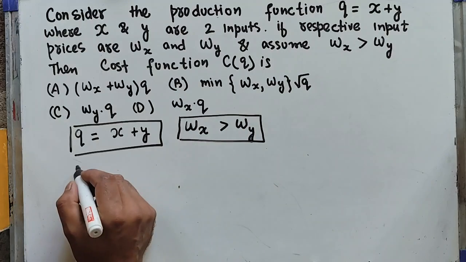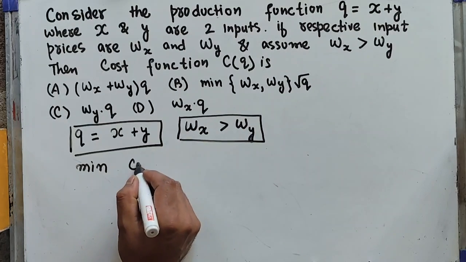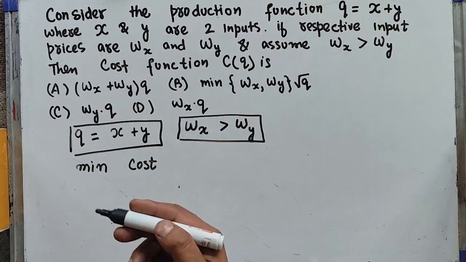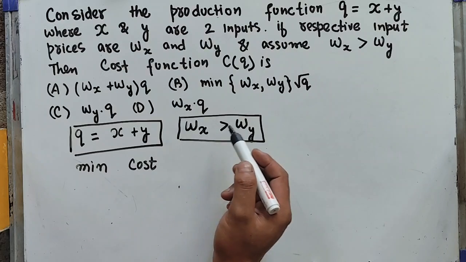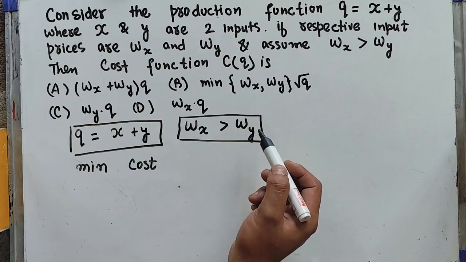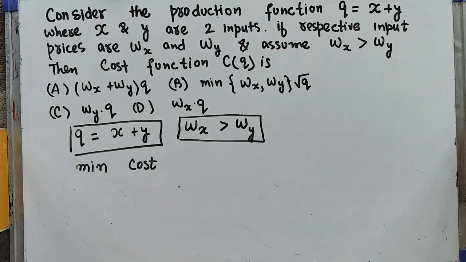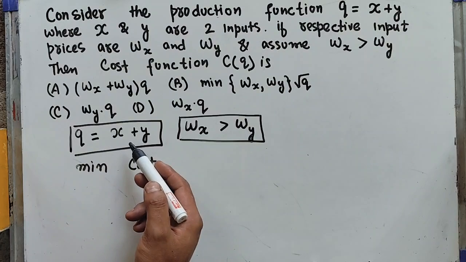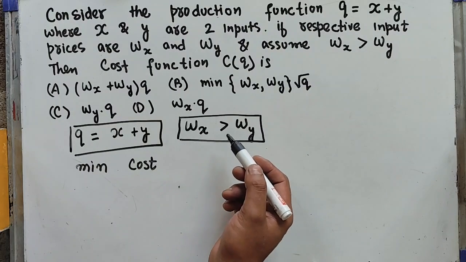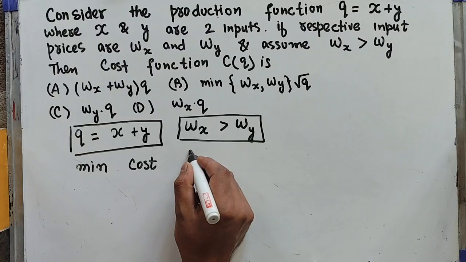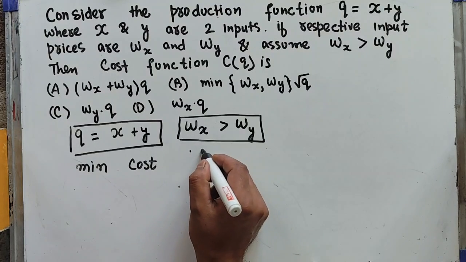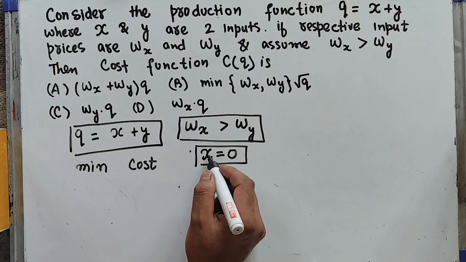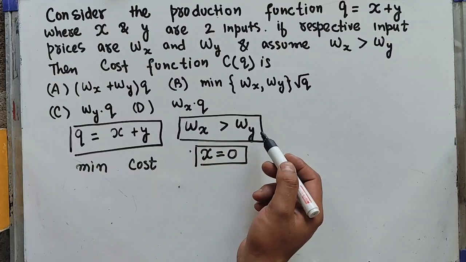Since we want to minimize the cost, what will a firm choose? A firm will choose that very input that is cheaper. Since Wx is greater than Wy, which implies Y input is cheaper than X input, what will happen then? To produce Q units of output at lowest cost, the firm should use only input Y. That means the firm should use only input Y and set X equal to 0. The firm will not choose at all to use input X because it is more expensive than input Y.